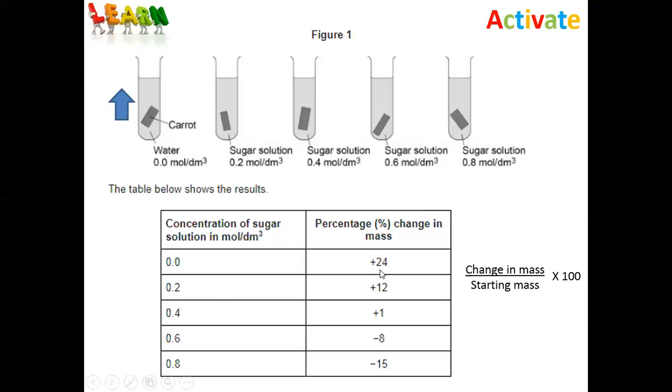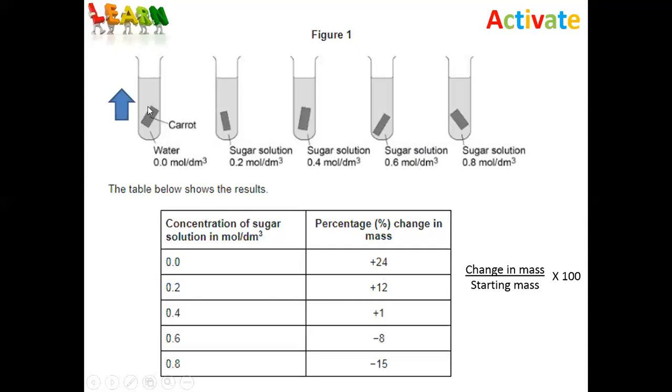So if you look here, these numbers about the percentage change in mass correspond to these 5 different test tubes full of carrot. The first one here at 0% concentration, 0 concentration I should say, that one, that's gone up by 24%.